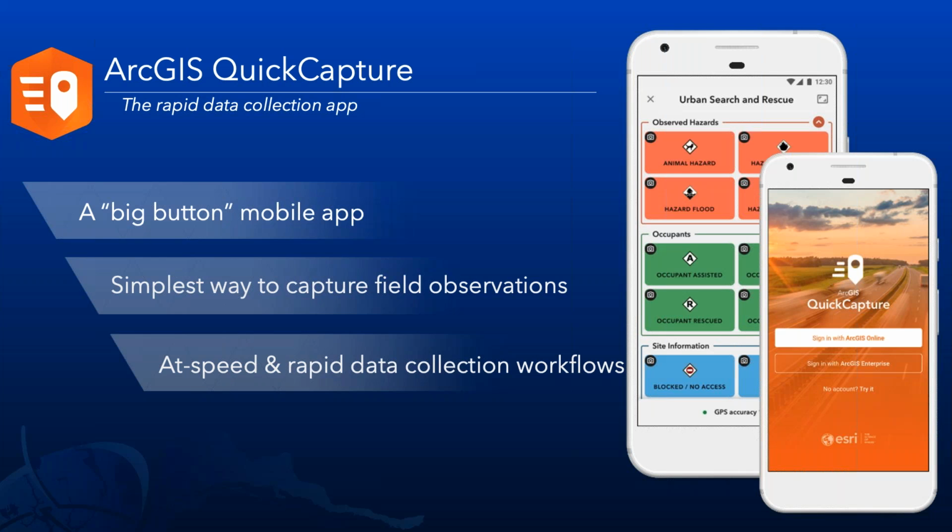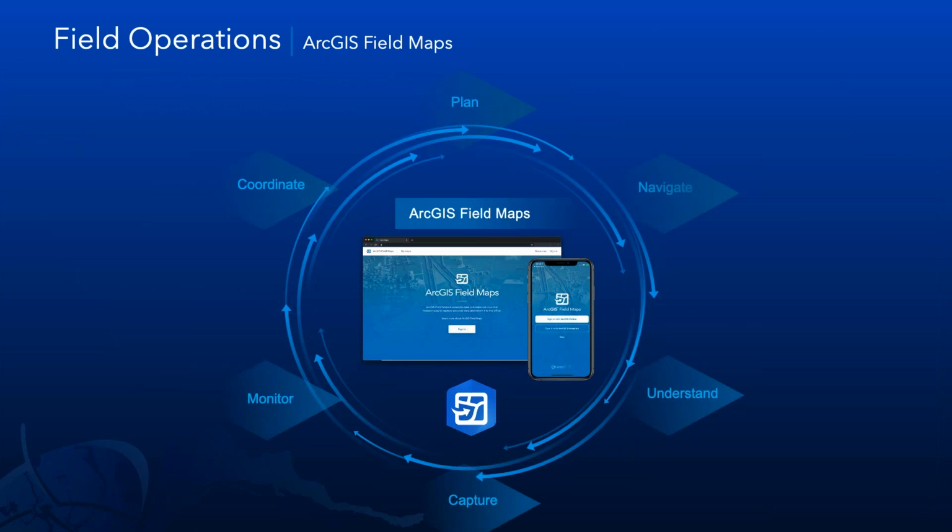So you can possibly have a 2-person crew, maybe the driver needs to concentrate on the road and not have that mobile device open to collect data. So maybe the coworker in the passenger seat will be collecting data as the driver is driving by. And so that at-speed and rapid data collection workflow, that is what QuickCapture supports in these particular industries.